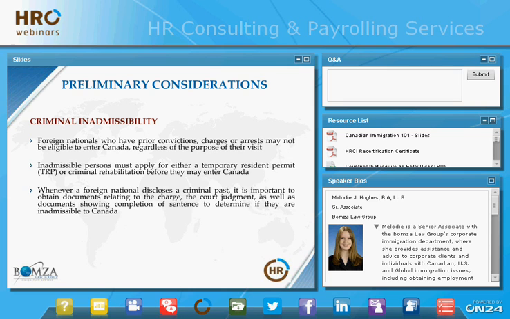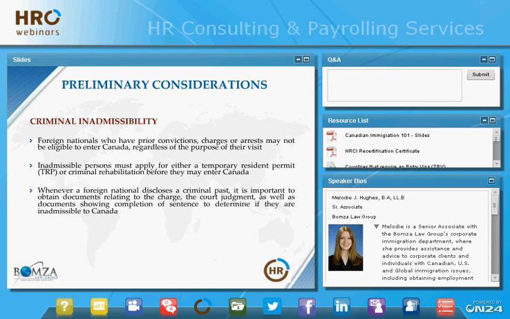With that said, it's not impossible in all circumstances. Inadmissible persons can apply for a separate document known as a temporary resident permit, or the TRP, or for criminal rehabilitation. The TRP provides a short-term fix, whereas the criminal rehabilitation application provides a long-term fix. This process can often take a very long time, however. We see it often taking anywhere from an application being processed on the spot to up to 18 months for an application processed through a visa post, and that's largely subject and dependent upon the nature of the charge and how many there are.